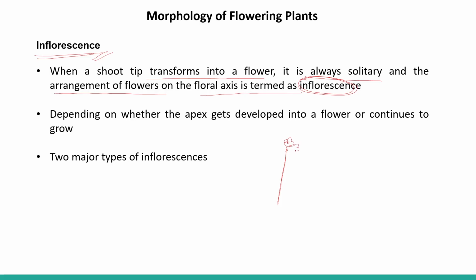Sometimes you can see the flowers are in a bunch. This is one single flower, and this is called an inflorescence. Depending on whether the apex develops into one flower, or continues to grow, we have two different types of inflorescence.